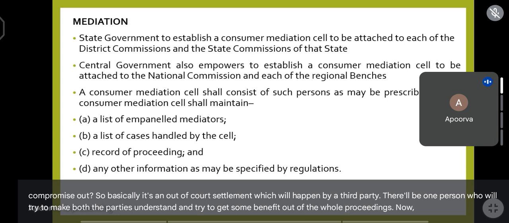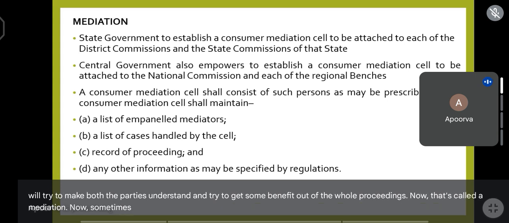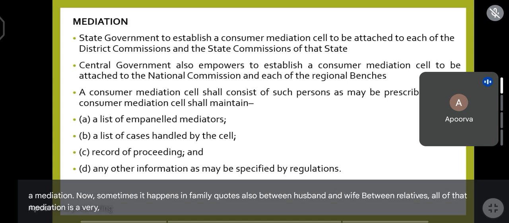Now that's called a mediation. Sometimes it happens in family courts also, between husband and wife, between relatives, all of that. Mediation is much better than an arbitration. Arbitration is a legalized version.